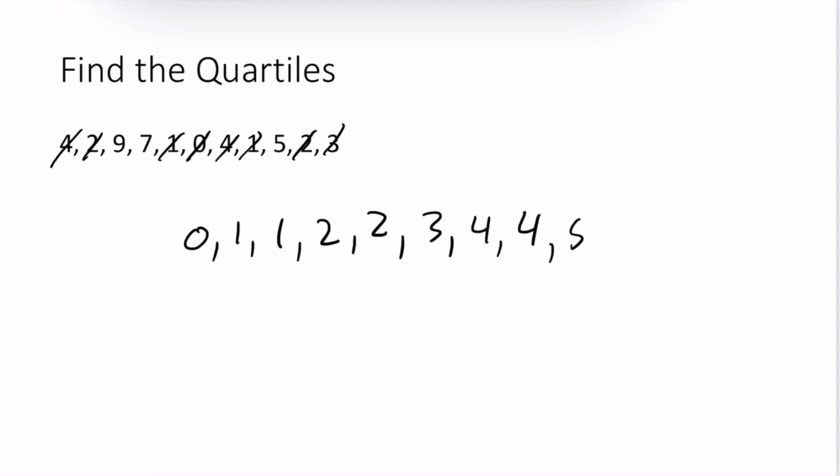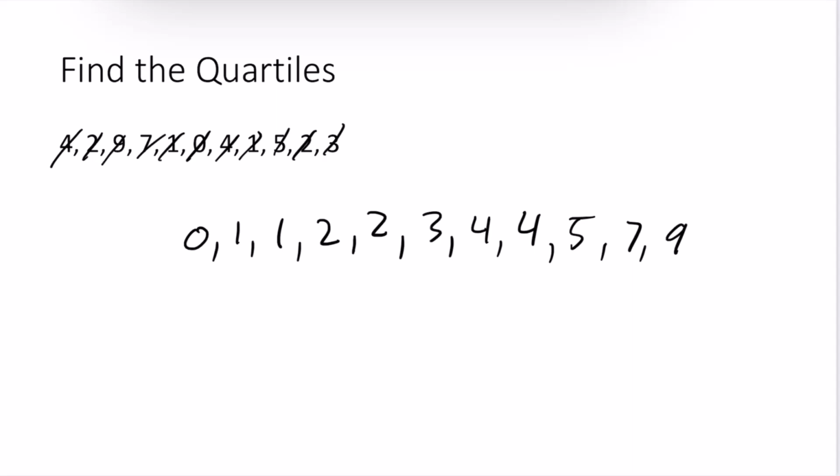Okay, so the first thing we want to do is list out our data set in order. So I have a 0, I have 2 1s, I have 2 2s, and a 3, and 2 4s, and a 5, and a 7, and a 9. So those are all my data points.